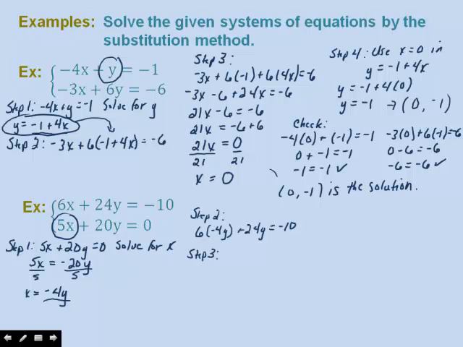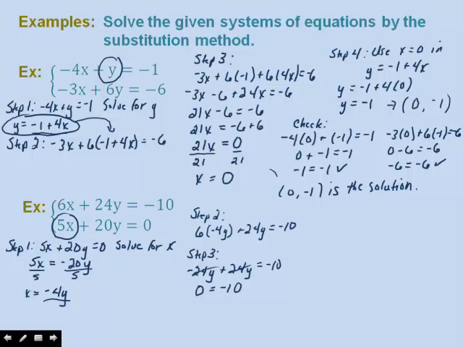Step 3 is just to solve this for the variable we have left, which is y. So if we multiply the 6 and the negative 4y, that gives us negative 24y. And then we have plus 24y is equal to negative 10. Now on the left side, if we combine like terms, these two actually cancel each other out because they're opposites of each other. So we end up with a 0 over there. And now we have 0 is equal to negative 10.